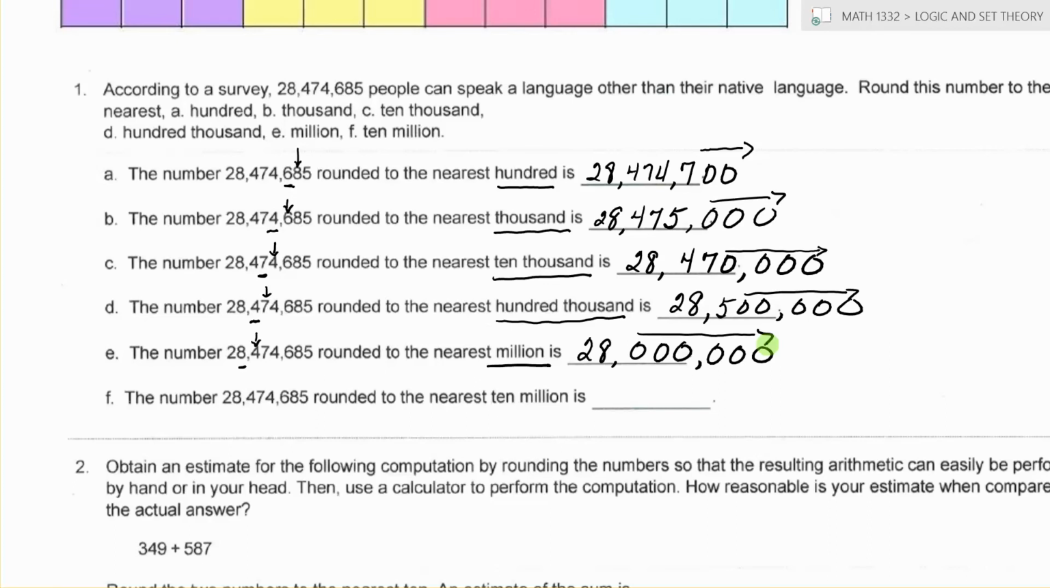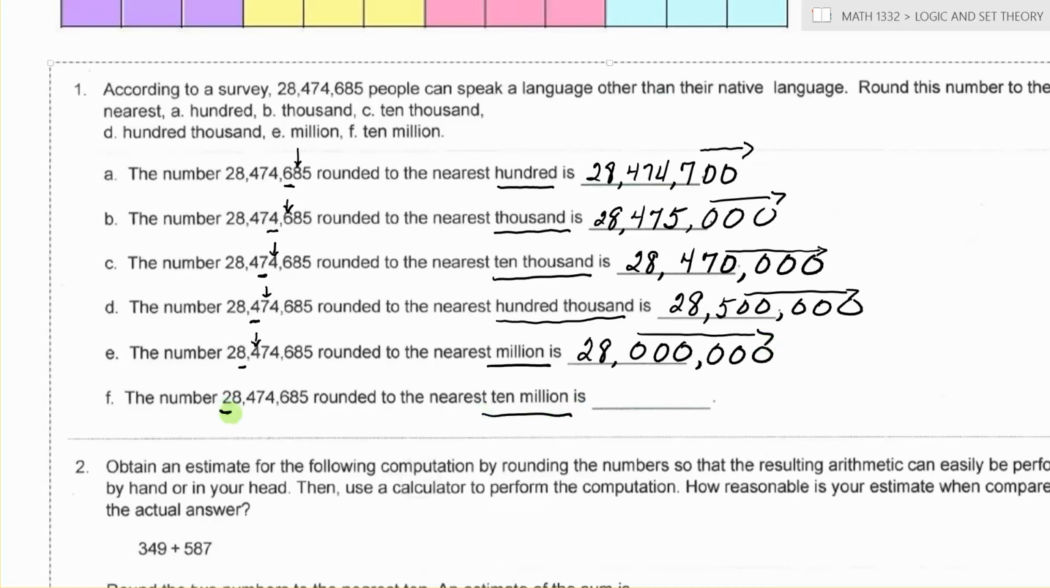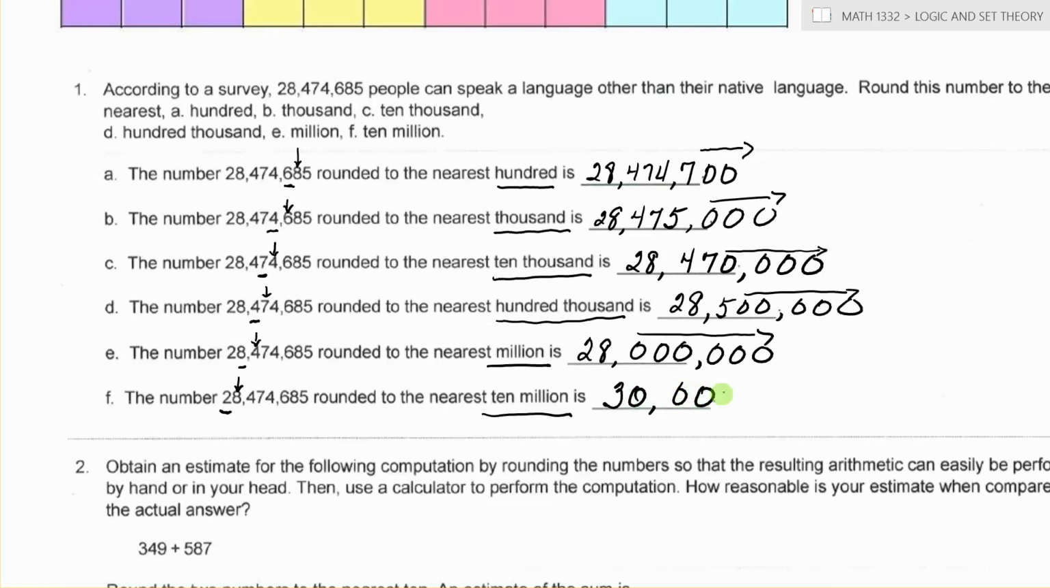You certainly don't need to write that arrow. I'm just showing you that past the position that you rounded, you always get zeros to the right. Okay, last one, to the nearest 10 million. 2 is in the 10 millions place. This 8 tells me to round up, so that will be 30 million.